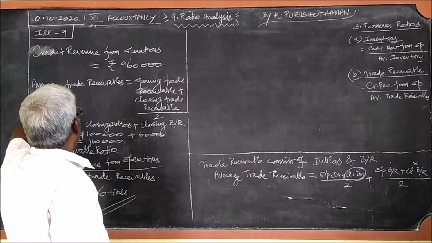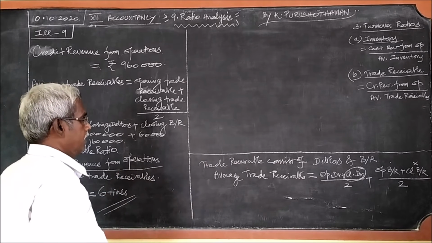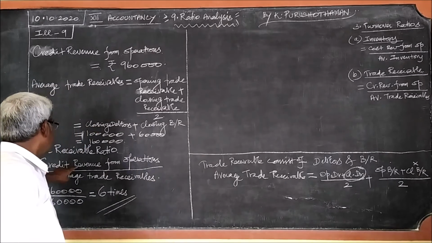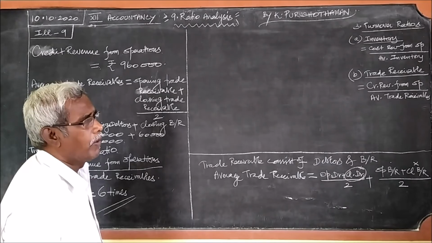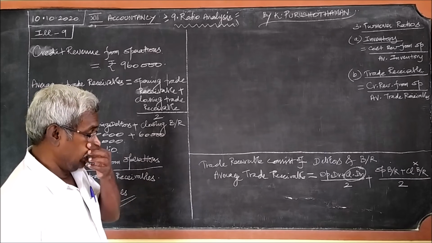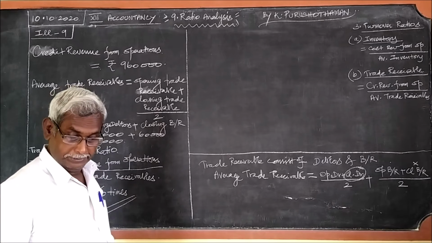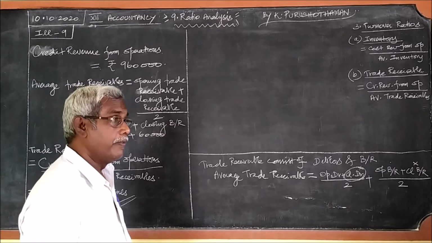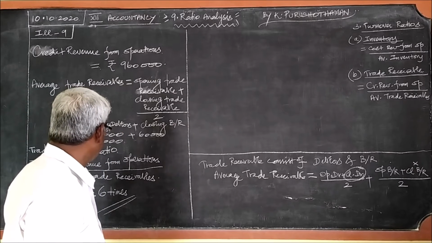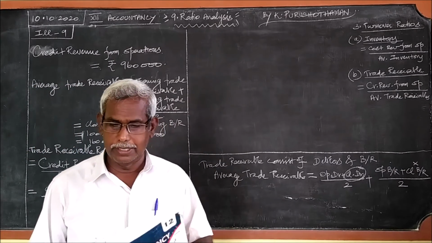Here the ratio is the trade receivable turnover ratio. When these are all credit transactions, the numerator itself indicates credit revenue. Only when there are debtors. Only if we have lent the amount, if the business has lent the amount, then we can say there are some debtors. So what is the next question?